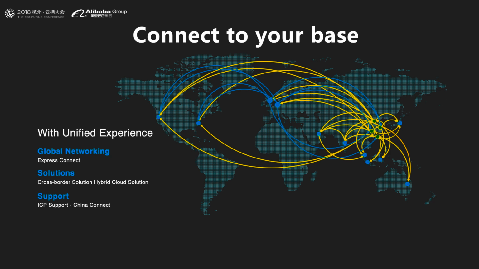Okay. For the international enterprise, normally your headquarters is located in one place and your business is running globally. So Alibaba Cloud has this strong capability to support international companies to connect to your base with unified experience. From the global networking perspective, there's Express Connect and CEN, the Cloud Enterprise Network service, to help you construct your global network connectivity. From the solution perspective, there are corresponding solutions and hybrid cloud solutions. In terms of support, we provide the ICP support service to help you with your China Connect business.